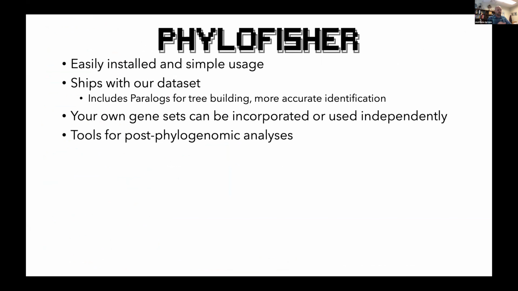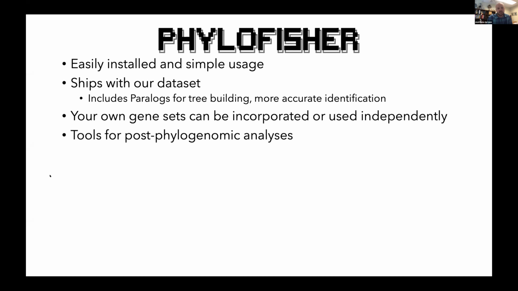So we have PhyloFisher, which is a very easily installed and simple to use package. It ships with the data set. That data set, what's really, really critical is that data set also includes paralogs for each one of those ortholog alignments. So we have both a paralog data set and an ortholog data set, and this allows for us to have very accurate identification. It also will allow, and we've been testing this, you to add your own gene sets, and these can be incorporated or used independently.